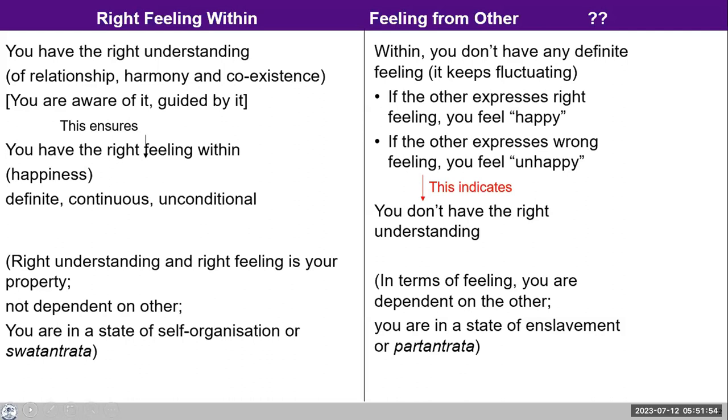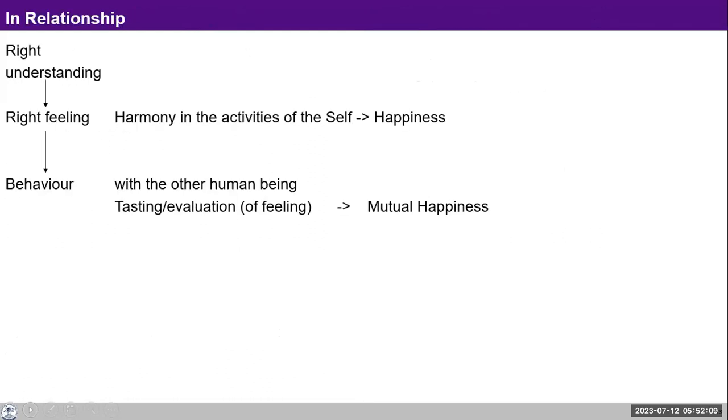My happiness is not in my control. This, in Hindi, is called patantrata. So in relationship, of paramount importance is right understanding. With that right understanding of everything in existence, the way it is, we can have the right feeling within us. When we have the right feeling, there is harmony within the self, because the feeling is in line with the natural acceptance.